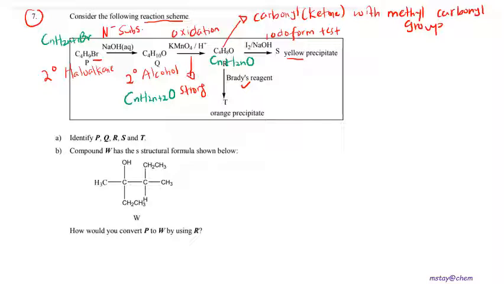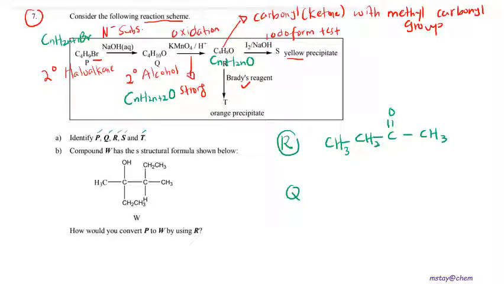Okay, so now they ask us to identify the P, Q, R, S, and T. So from here we can start to identify the structure R first, because this one consists of 4 carbon, and then they must have a methyl carbonyl group. So this is the methyl carbonyl, and then we complete with CH3, CH2.